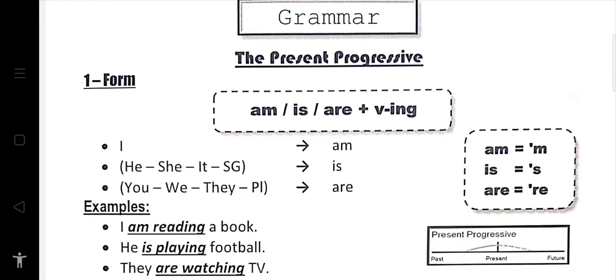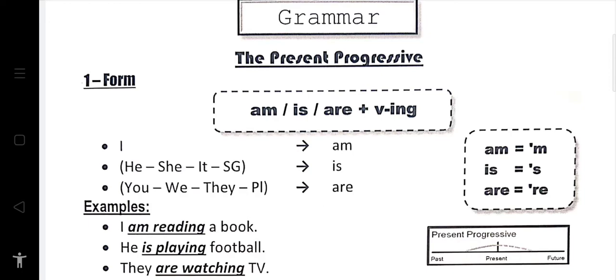Before completing this tense, we have to know that is, we can abbreviate it to 's. So how could we differentiate between is and has? Is, we can abbreviate it to 's, and has, we can abbreviate it to 's. To know whether this abbreviation is is or has, you have to look at the verb after it. If it's followed by verb plus ing, it means that this is is. And if it's followed by the past participle, it means that this is has.